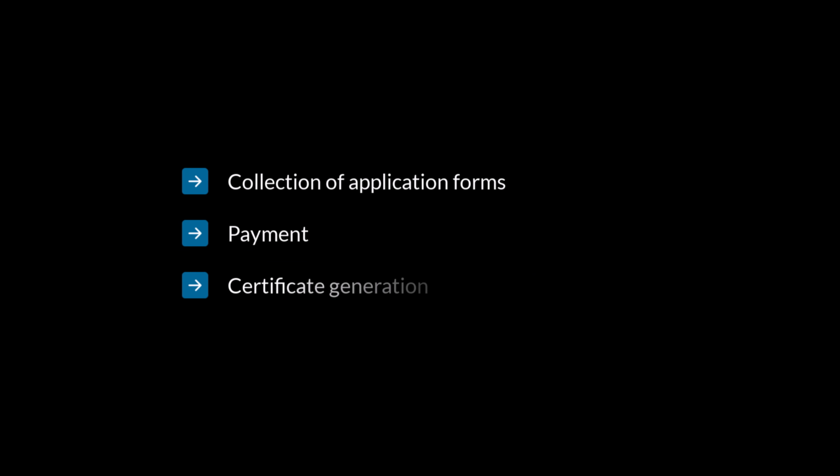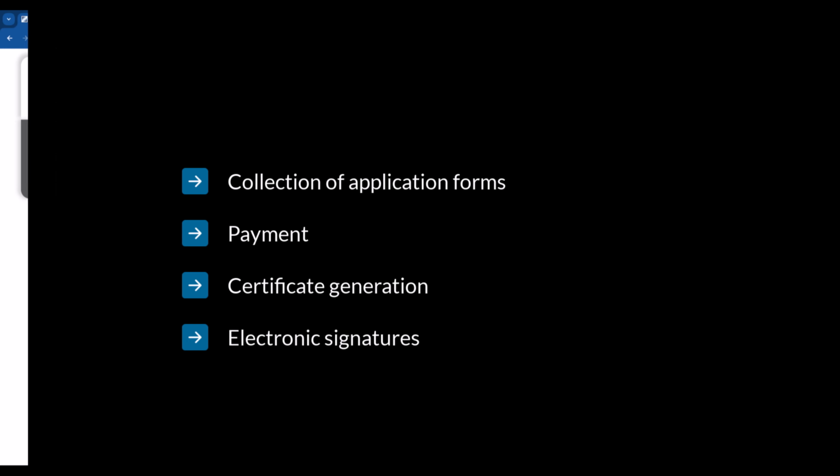We will begin this video by demonstrating a simplified process that an industry user would encounter when applying for a license or registering their institution. The licensing and registration process involves a collection of application forms, payment, and certificate generation. This can also be configured to suit your exact requirements, like including an electronic signature on the application, which is what you'll see here today.